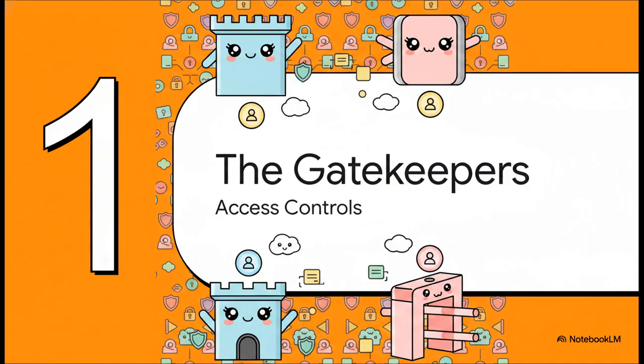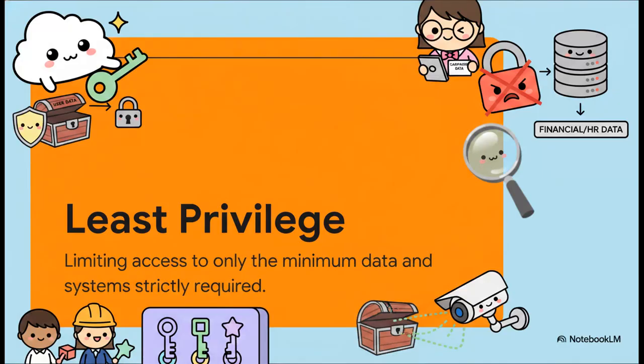Let's start with part 1, the gatekeepers, establishing access controls. So, the absolute golden rule when establishing these gatekeepers is that nobody gets a master key. Period. In the industry, we call this the principle of least privilege, or PULP for short.